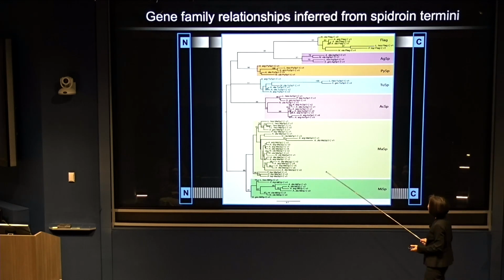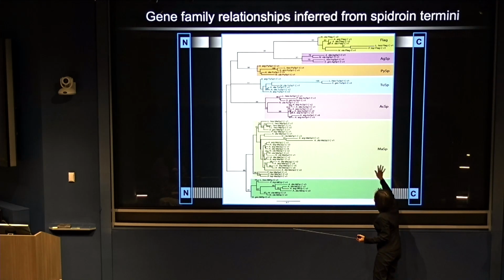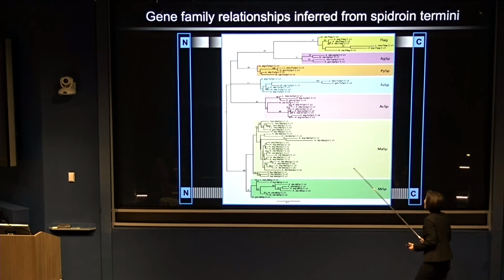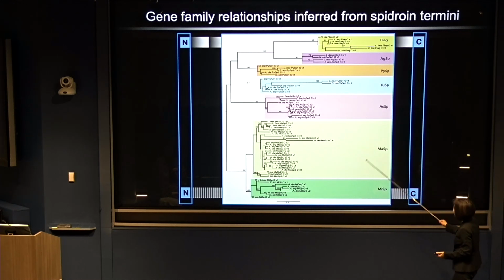And so we can see things that can help us understand what happened. We know that major and minor ampulate glands look very similar to each other, and in fact, their spidroins do cluster together into a major and a minor ampulate clade.